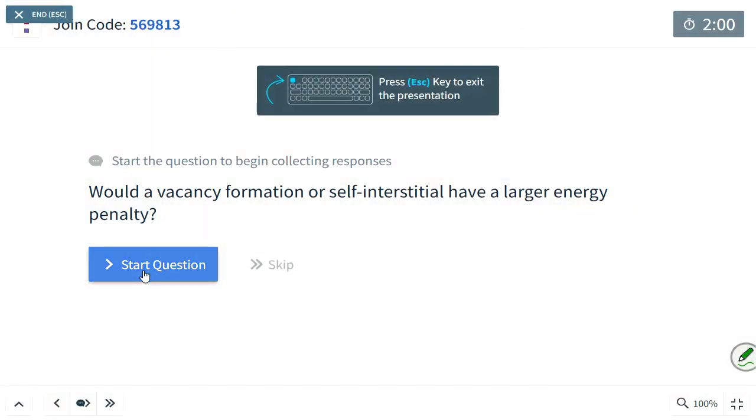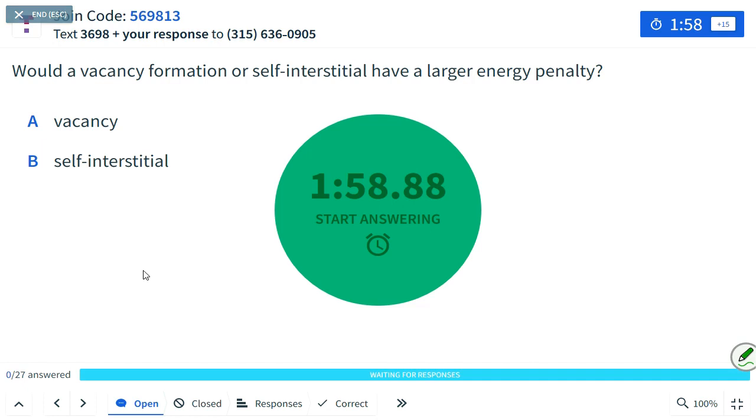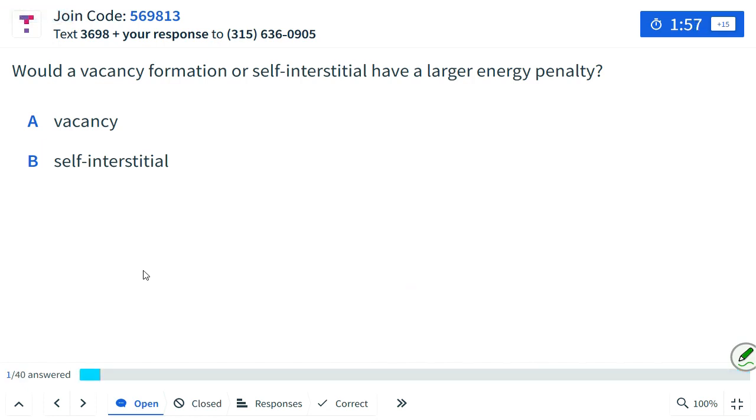So let's think about it. Let's think about the bond energy curves that we've discussed previously. When you have a self-interstitial, where are you on that energy curve? And when you have a vacancy, where is that relative to the self-interstitial? Feel free to talk with your neighbors.